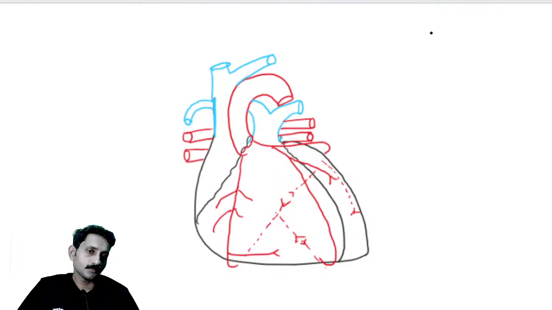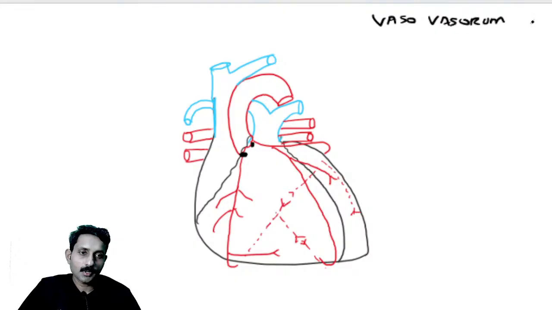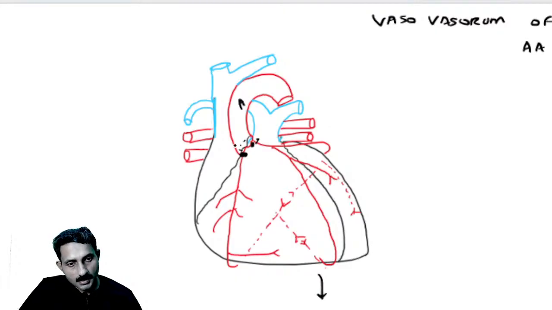Now, if we just draw this, where are the coronary arteries coming from? The coronary arteries are coming as a branch of ascending aorta. A question can come, what are coronary arteries? Coronary arteries are branches of, they are vasa vasorum of AA. What is AA? Ascending aorta. So this part is the ascending aorta. Then we got arch of aorta. Then it will continue as descending aorta. It will go like this. So this is the arch of aorta. This part is the ascending aorta.